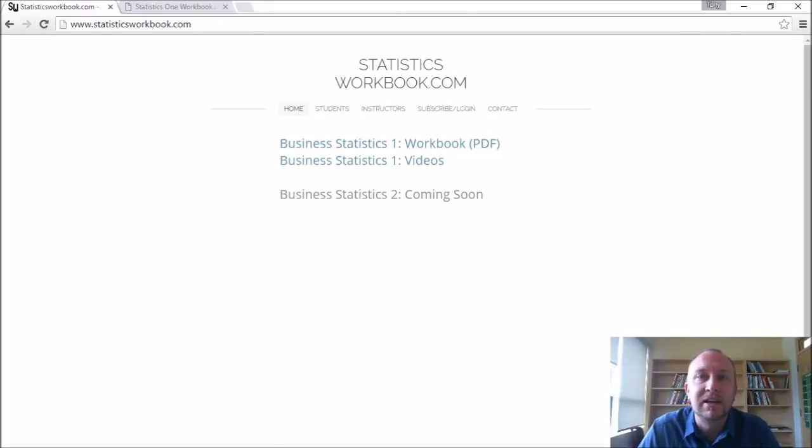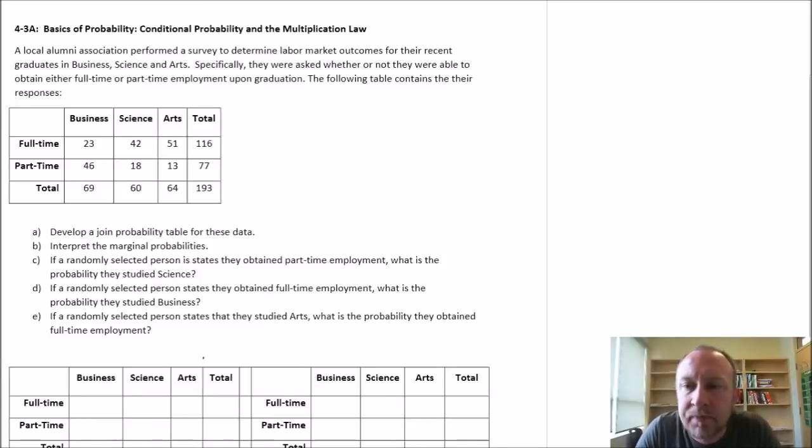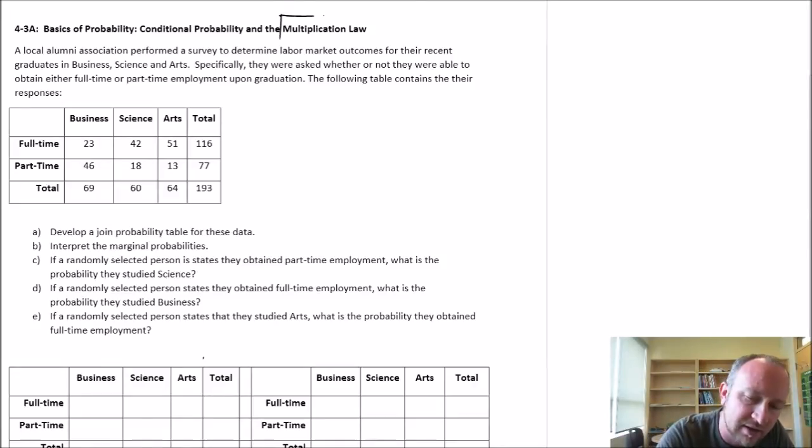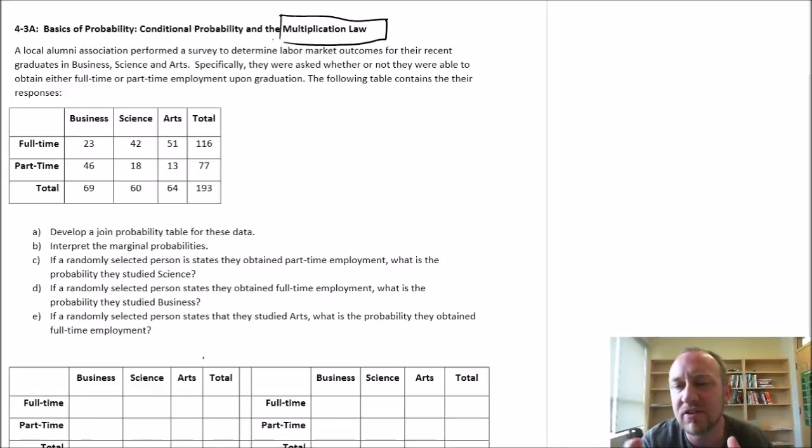Alright, let's begin our problem. Hello and welcome back. In this exercise we're going to look at this concept of conditional probability, and we'll start to look at this thing called the multiplication law. We'll sort of derive the multiplication law here. We're not going to use it explicitly, but we'll see where it comes from.